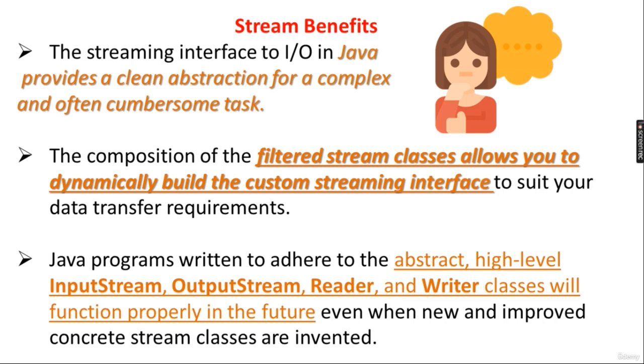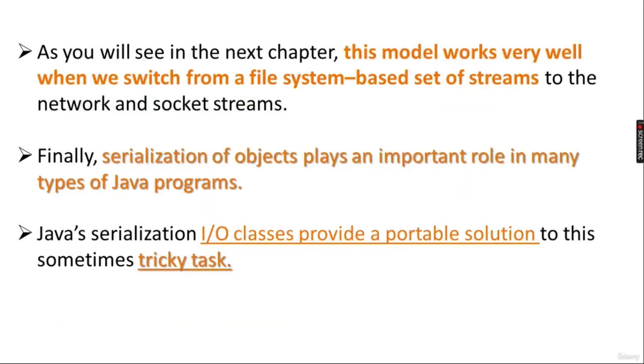Composition of the filtered stream classes allows you to dynamically build a custom streaming interface to suit your data transfer requirement. So filter stream classes are provided dynamically. You will take a particular class depending upon your requirement. There are a number of classes designed as per your requirement. Java programs written to address the abstract high-level InputStream, OutputStream, Reader and Writer classes will function properly in future, even if new improved classes are invented. This we will see in the next chapter.